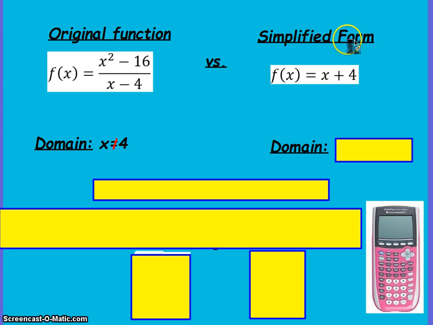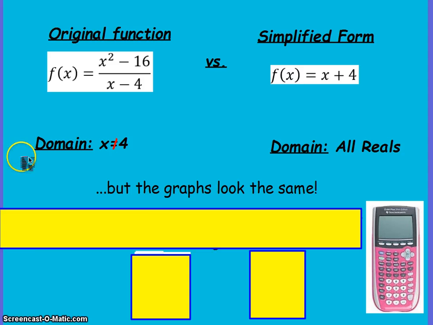However, if we look at the simplified form, remember, it's a linear function. I can put any x value into our function and get some y value. So our domain of the simplified form is all reals. But you're thinking, the graphs looked the same, okay?